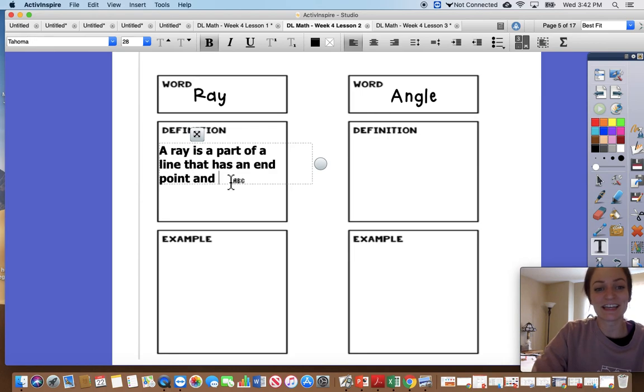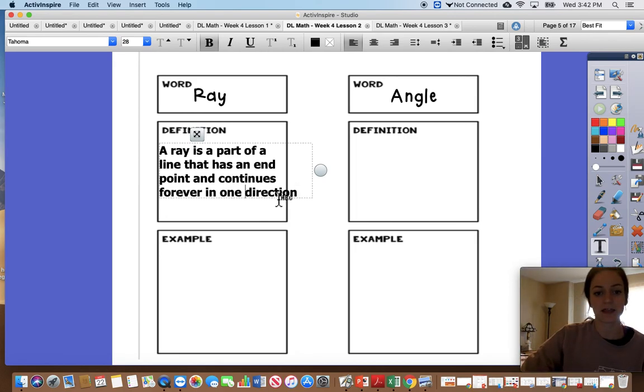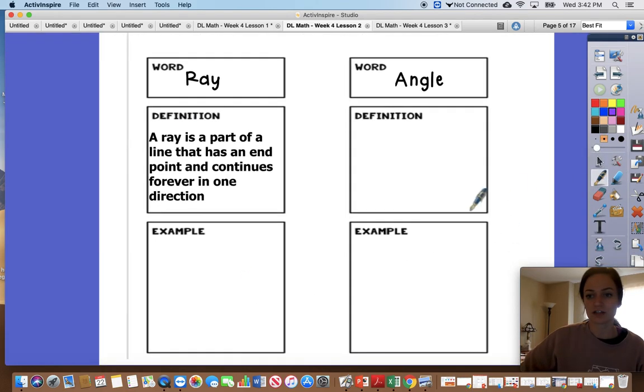Has an endpoint and continues forever in one direction. So you're going to write that in your vocabulary book for what a ray is. Then the fun part is you get to draw what a ray is. So you can draw several examples. You can do a long one, a short one. You can have it pointing in whatever direction you want, but you're just going to draw examples of rays. So that's what you'll have in your example part for the word ray.